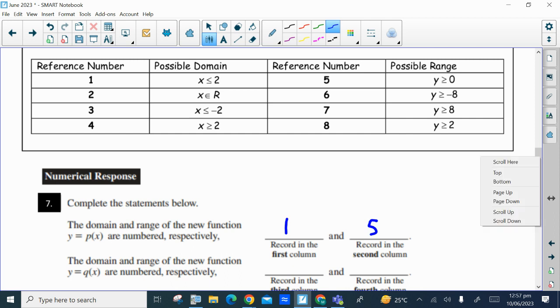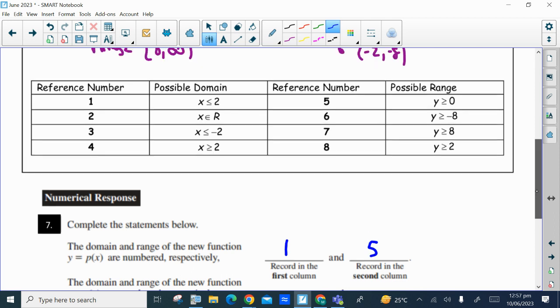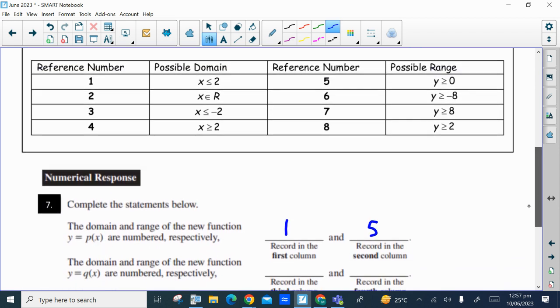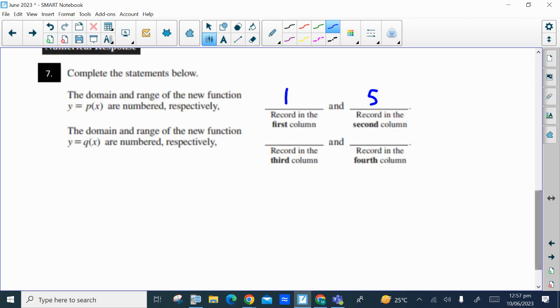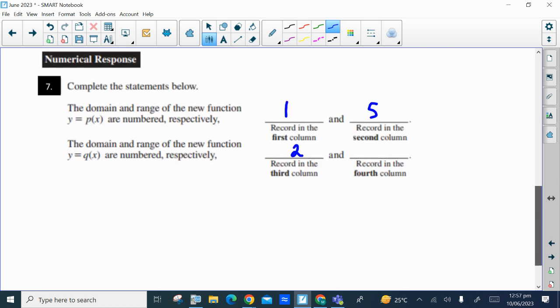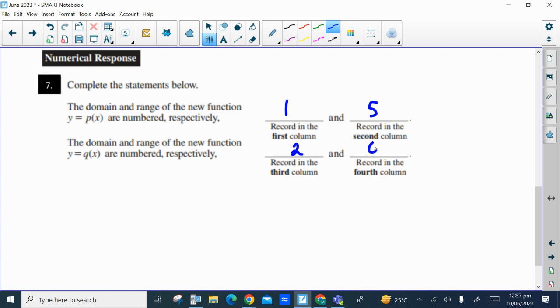For q, the domain is all real numbers, which is number 2 in that list. And the range of that graph is y is greater than or equal to negative 8, which is 6 in that list. So the code would be 1526, and you'd have all 4 boxes filled up.